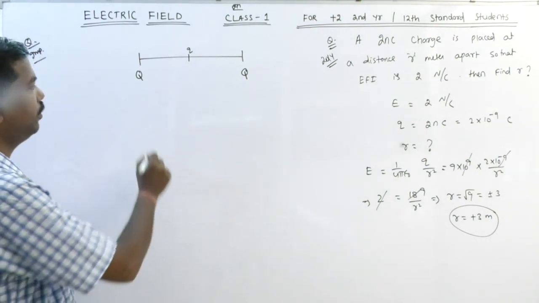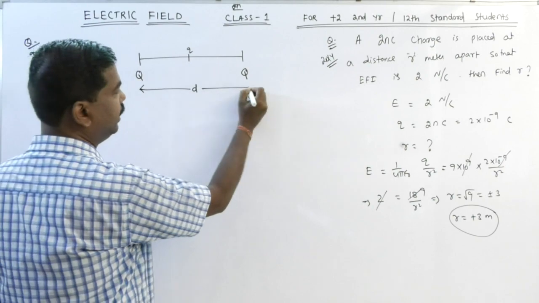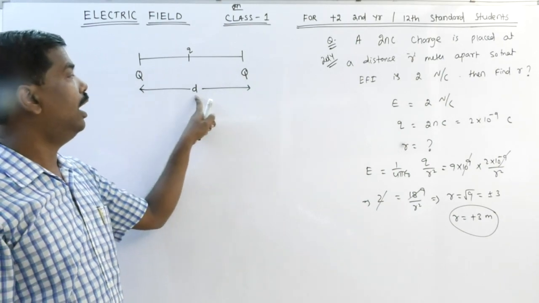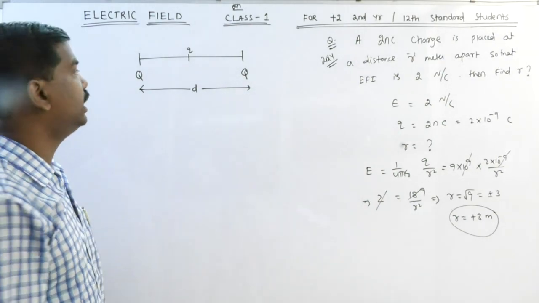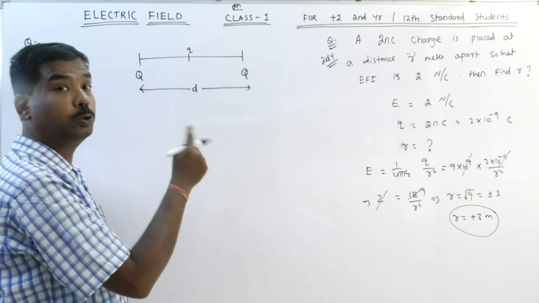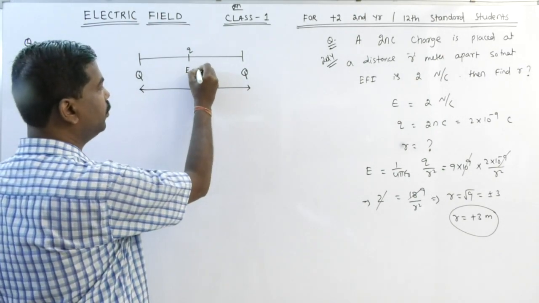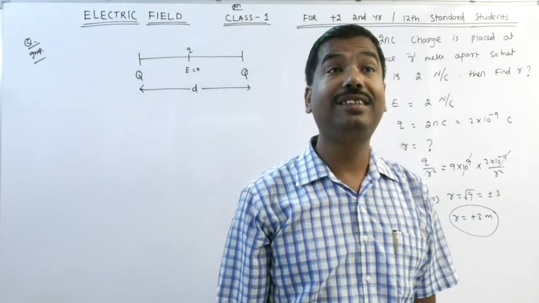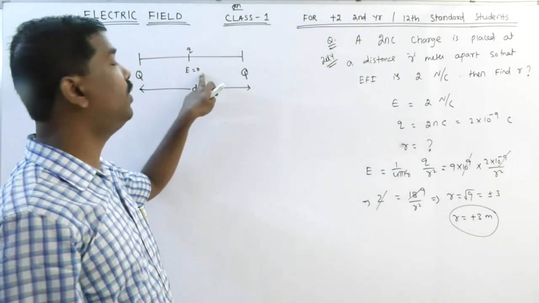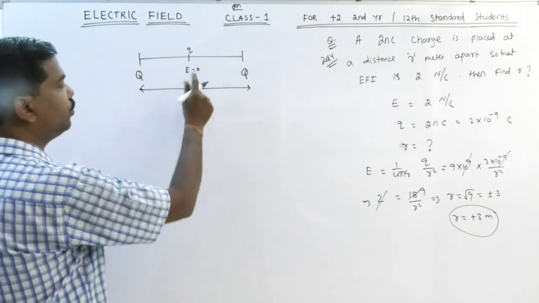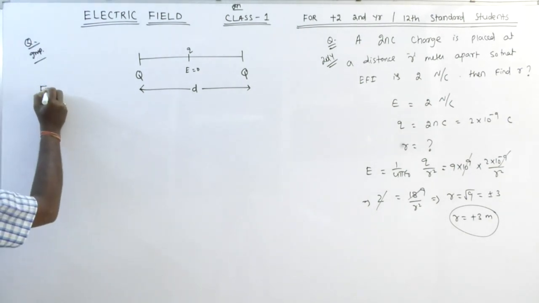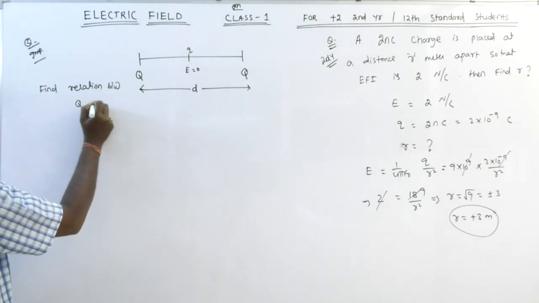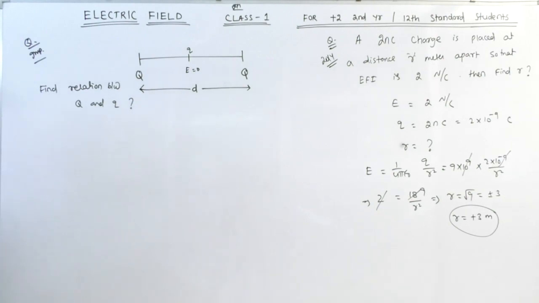Two equal charges, capital Q, are placed at a distance D. A small charge, small q, is placed at its center, so the system is in equilibrium. System in equilibrium means net force at that point is zero. Net force is zero means electric field is zero. So if it is so, find the relation between Q and q.